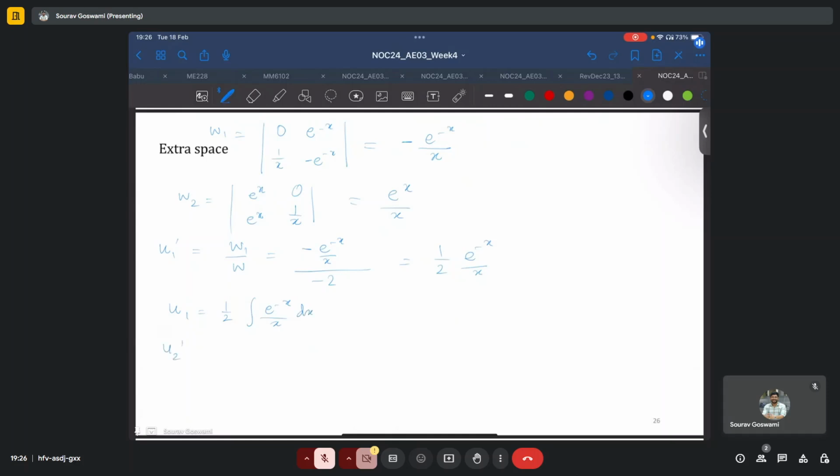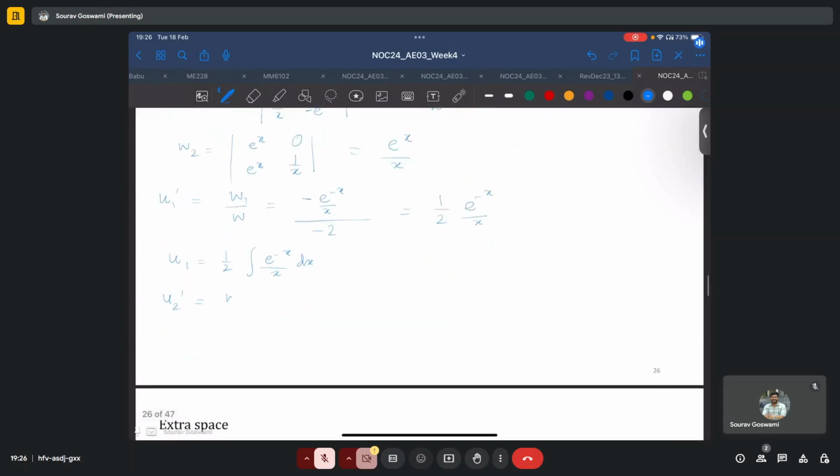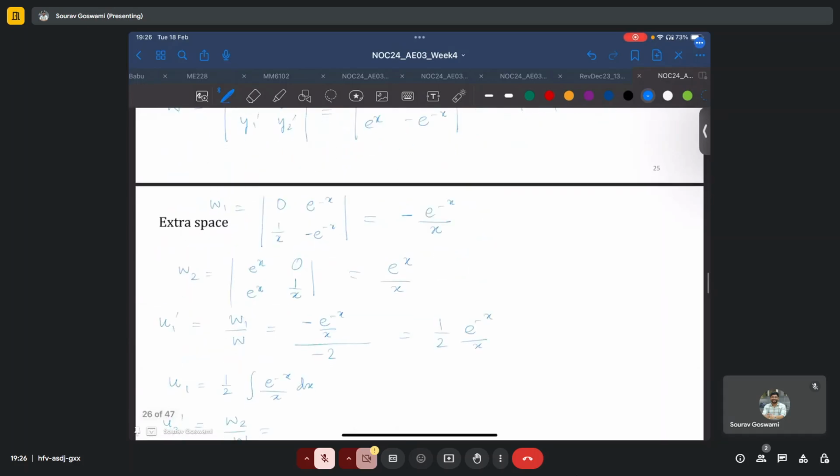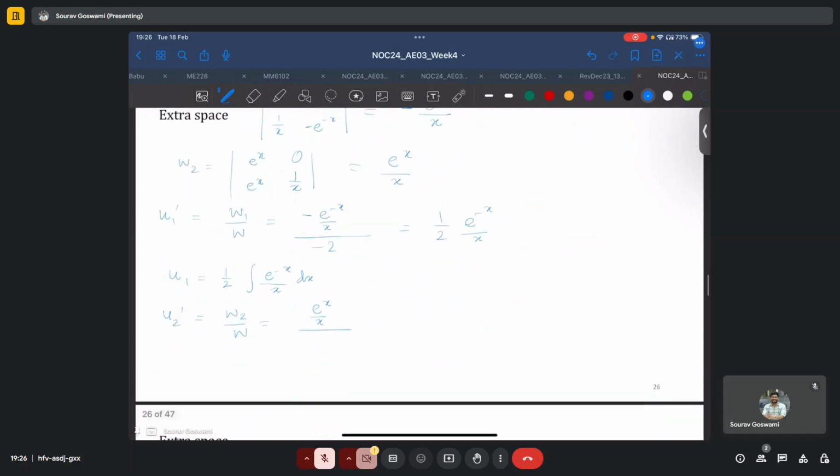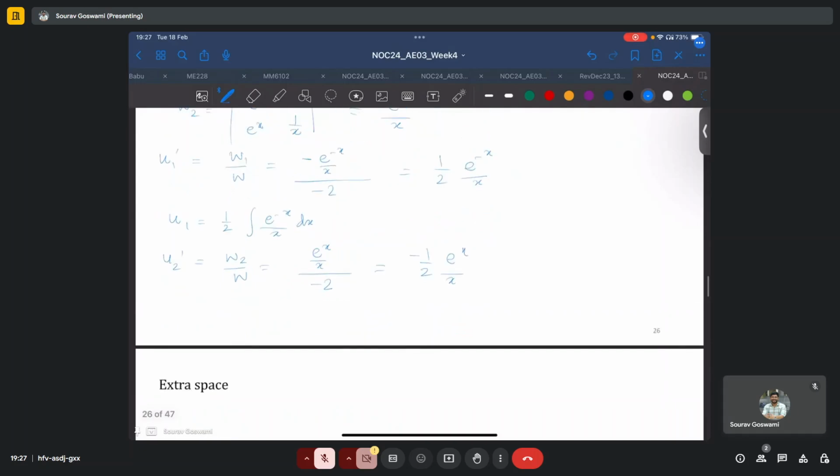Similarly, u2 prime is w2 by w. w2 is e power x by x. W is minus 2. This simplifies to minus half e power x by x. So the function u2 becomes minus half integral of e power x by x dx.